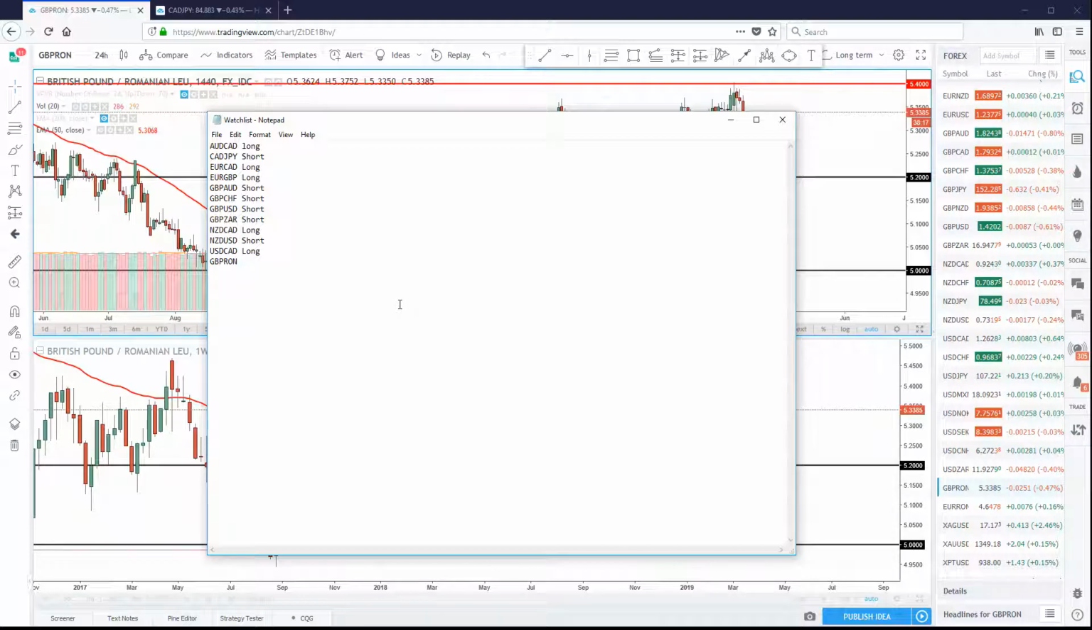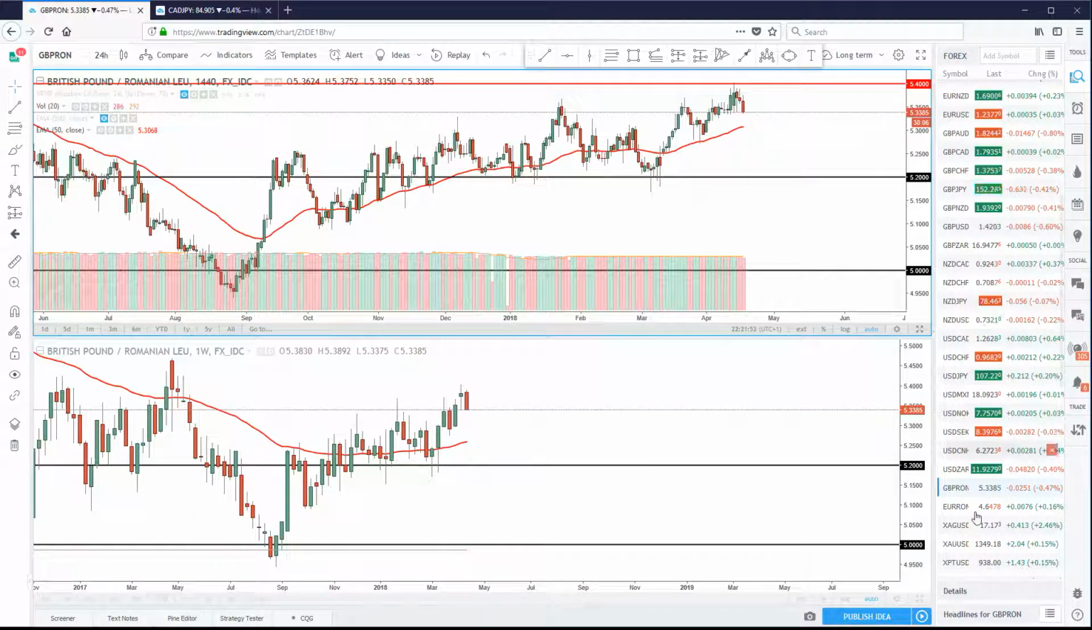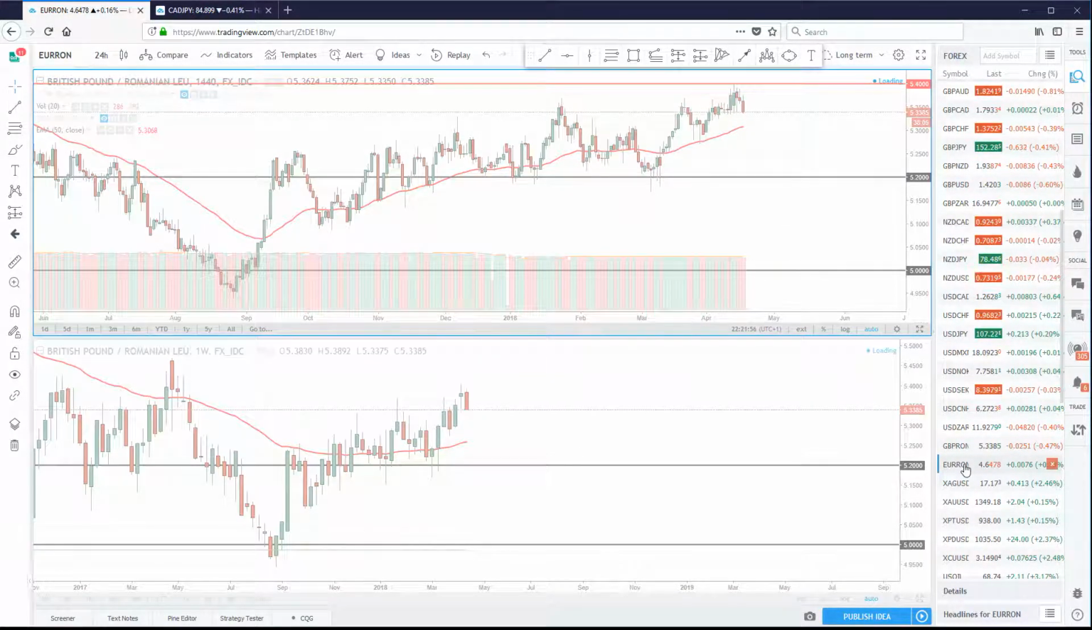But at the same time, you get a sentiment of the marketplace by looking at these pairs. We can really see that the pound is the weakest of them all, and we've got a mixture between the dollar and the Aussie dollar for the longs there. So Euro RN, let's look at Euro RN.